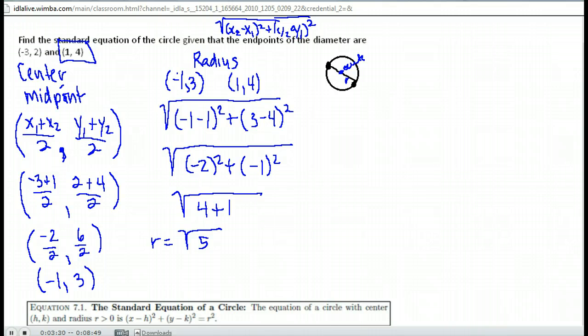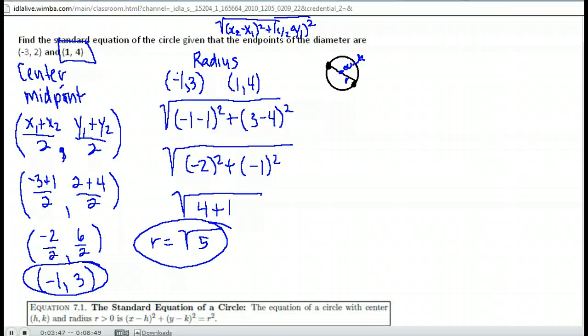So now we have the 2 parts that we need in order to write the standard equation of this circle. We have the center, which is at -1, 3. We found that by doing the midpoint of these points they gave us. The radius is the square root of 5. We found that by taking our center and doing the distance from the center from really either of those points, you would get the same answer.